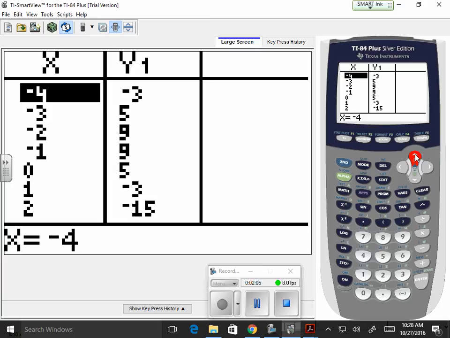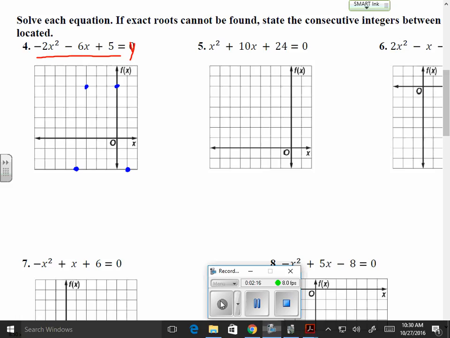-4, -3, -3, 5, -2, 9, -1, 9, 0, 5. I think most of those will fit. Fortunately, -1, 9 and -2, 9 will be off my screen a little bit, but I'm not interested in the vertex. I'm interested in the x-intercepts. The x-intercepts will be here and here.